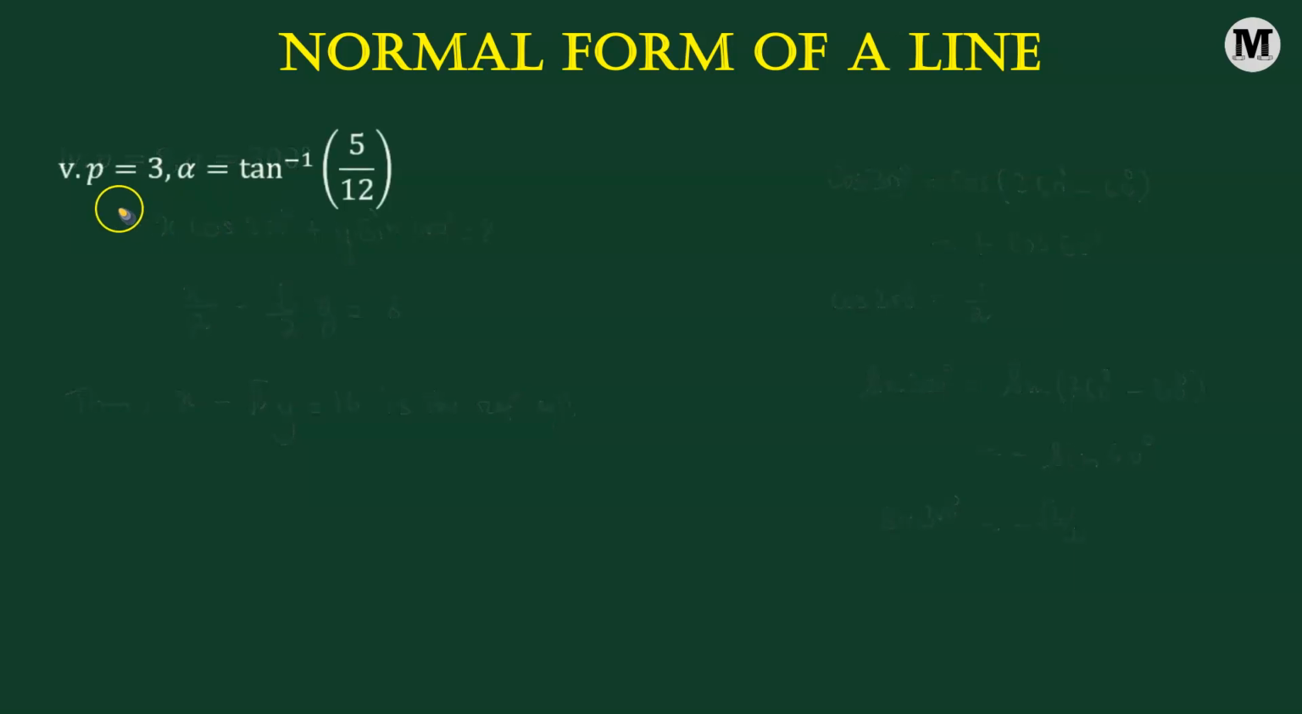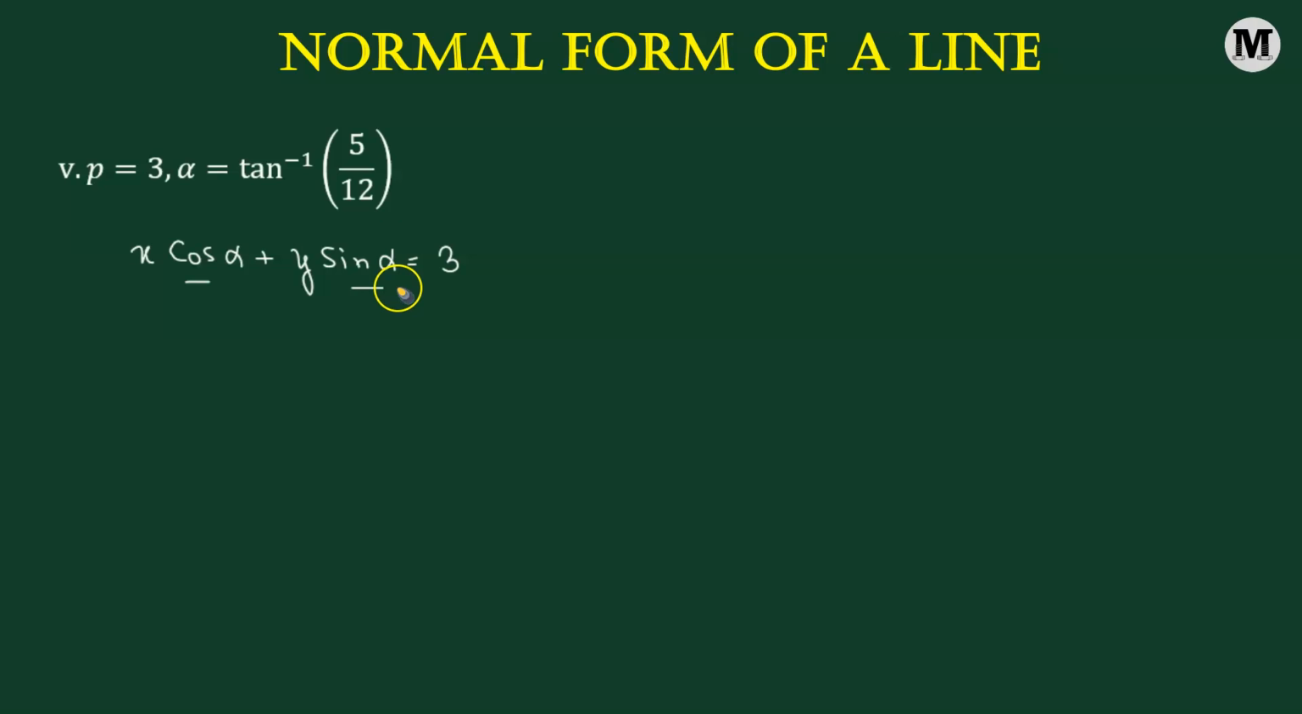Number 5, we have p equals 3 and alpha equals the arc tangent of 5 over 12. So our equation is going to become x times cosine of the angle alpha added to y times sine of the angle alpha equals p. So the p value is equal to 3.